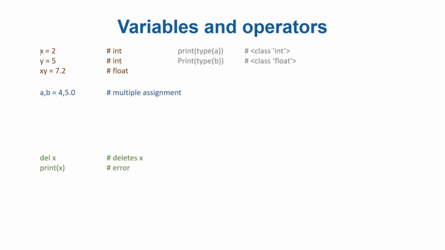So for example, this X is a symbol, a character. Y is a symbol, XY is a symbol. Normally, these are called names of the variables. For example, this is a variable name X, Y is a variable name Y, XY is a variable name itself. Now, these variables can store different kinds of data.